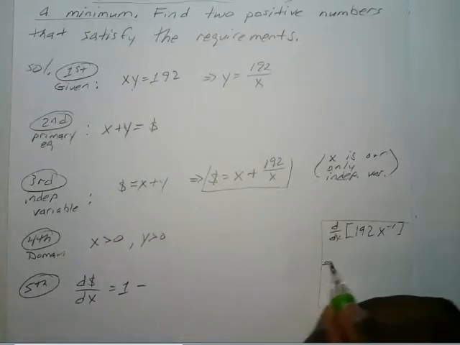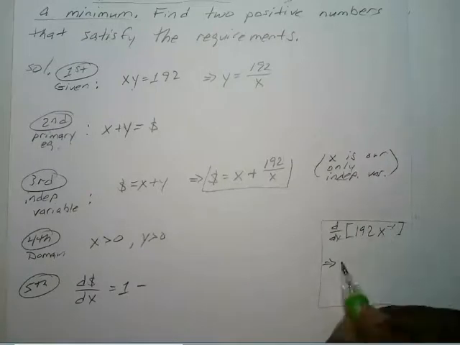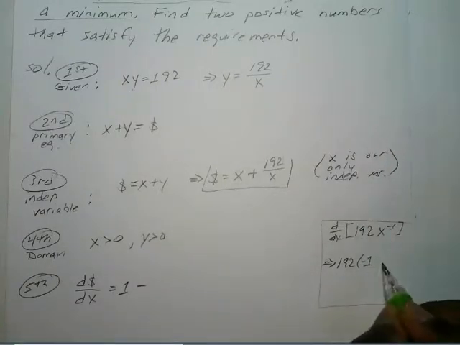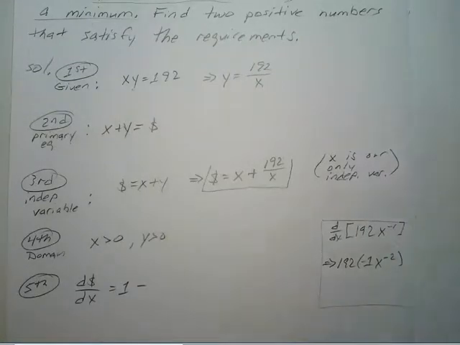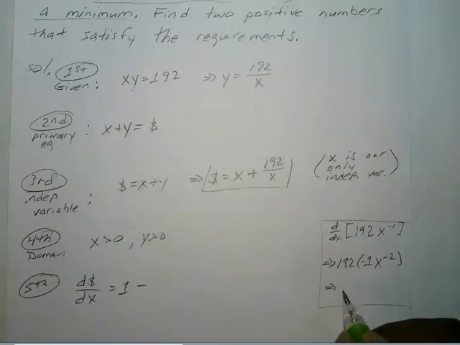Okay, so if we take the derivative of that, that's just 192 times negative 1 times x. We subtract 1 from there, which makes it x to the negative 2 power. So this is just negative 192 over x squared.